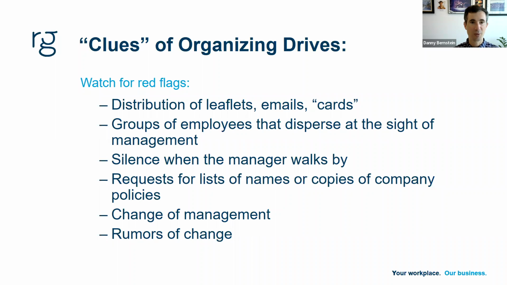You may find them in the copy room. You may find them in the bin, in people's lockers. I'm not saying to go search those places, but you may find signs around. You may find that there's groups of employees who are closely talking, and then as soon as a manager walks by, everyone scatters, or they stop talking. If your employees are asking for employee lists, schedules that they have no real reason to need, contact details, those are signs that perhaps a union is trying to get that information.